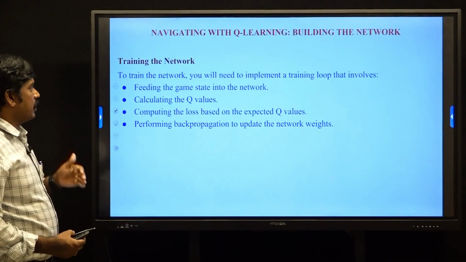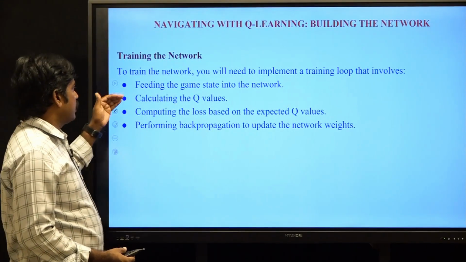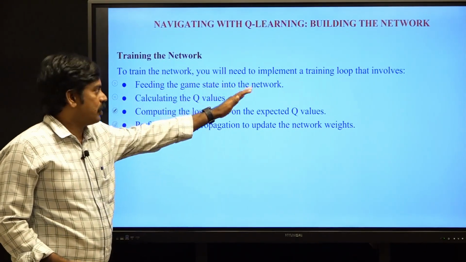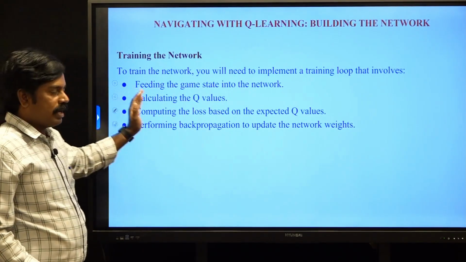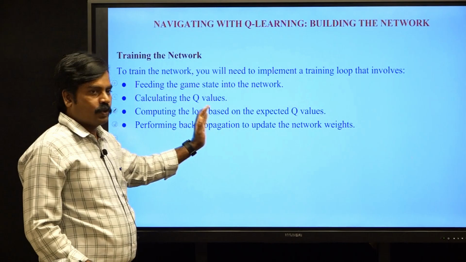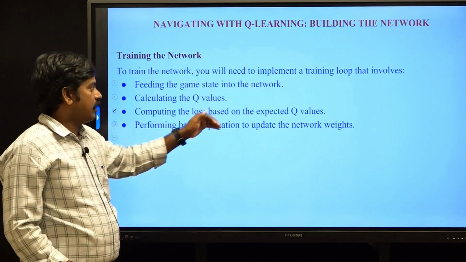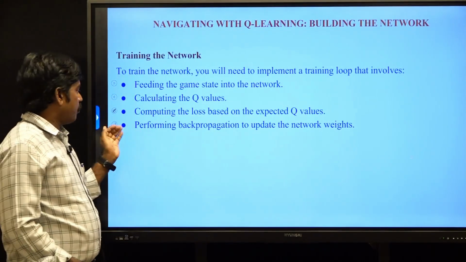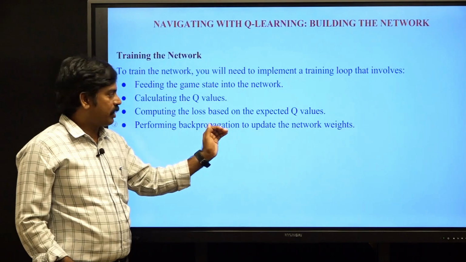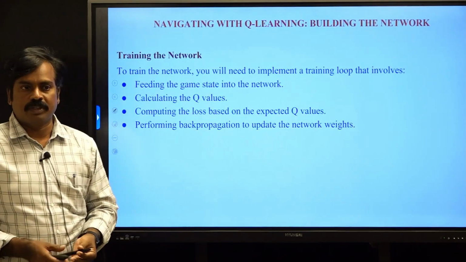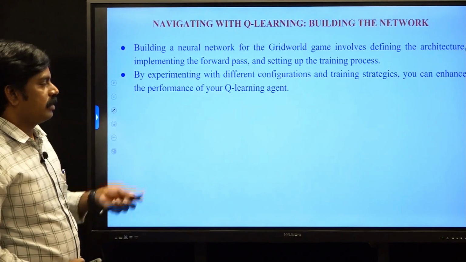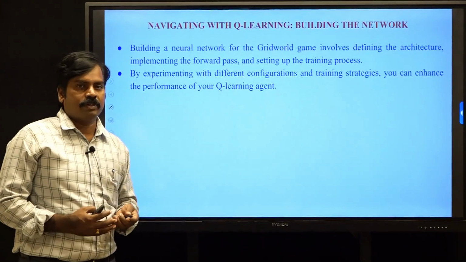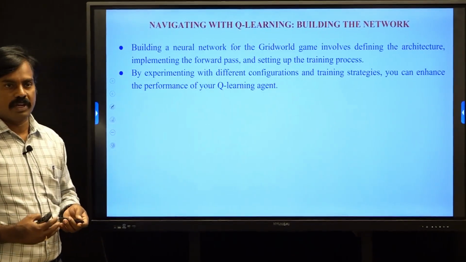After we build the network, we train the model. During training we follow these steps. First, we feed the game state as input to the network and calculate the Q values, and compute the loss function based on the expected values. In order to reduce the loss, we perform backward propagation to update the network weights. So here we built the neural network to implement the Q function of the grid world game.